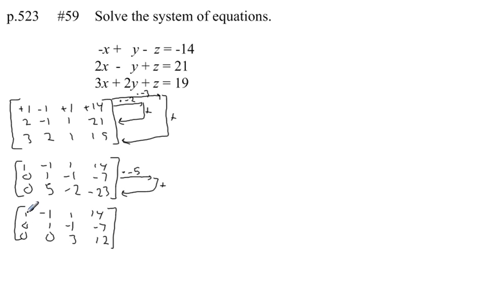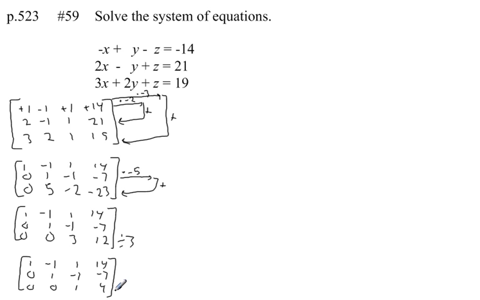Now, I've got a 1 in the upper left corner, 0s in this lower left triangle, 1s across the diagonal except for this spot right here. So let's divide that bottom row by 3. That'll give me 1, negative 1, 1, 14, 0, 1, negative 1, negative 7, and 0, 0, 1, and 4. Now, we are over halfway done. Now I've got to work backwards to try to get 0s in these spots right here.